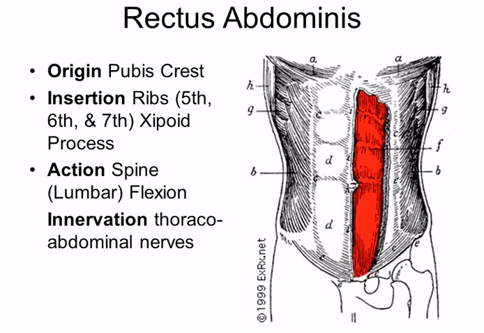Rectus abdominis. Origin: pubic crest. Insertion: ribs 5, 6, and 7, xiphoid process. Action: spine, lumbar flexion. Innervation: thoraco-abdominal nerves.